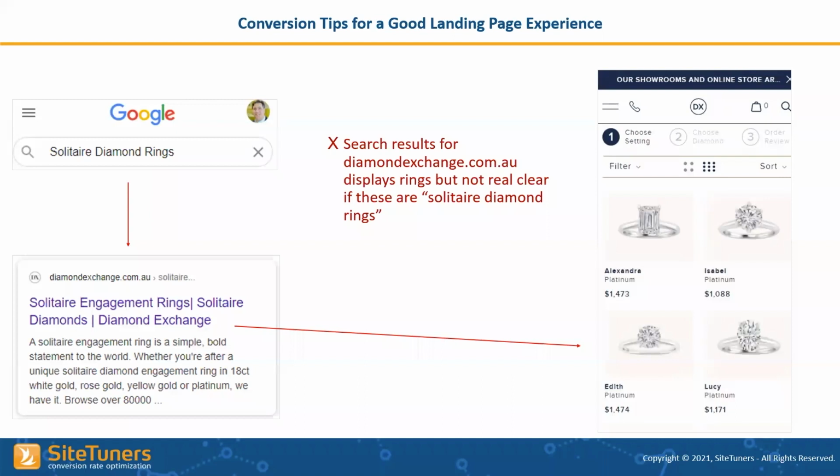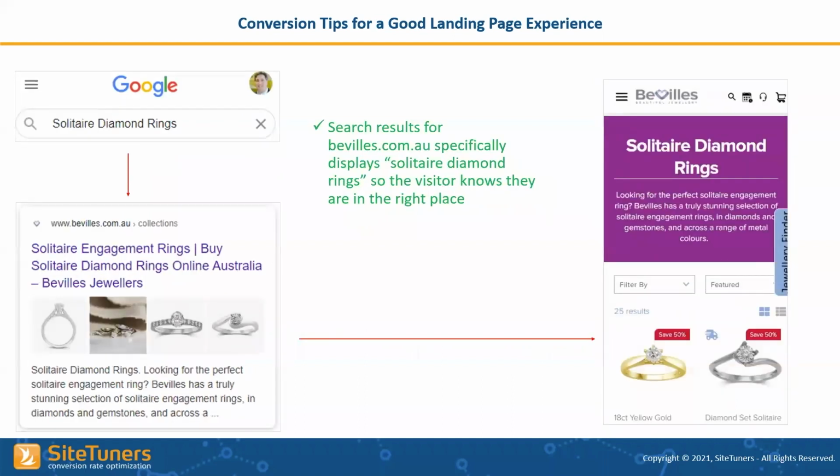So if we contrast that to the same exact search, again, seeing a really nice ad, and then we go to this page and it tells me, here are solitaire diamond rings. And for those of you who maybe already knew what a solitaire diamond ring was, you can't assume that for your visitor.